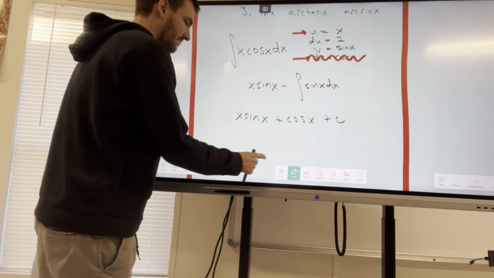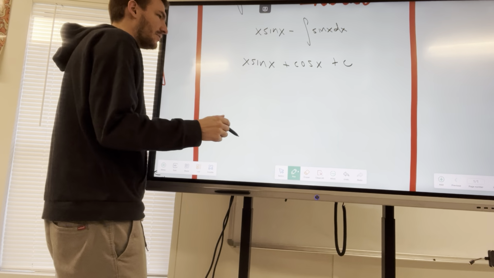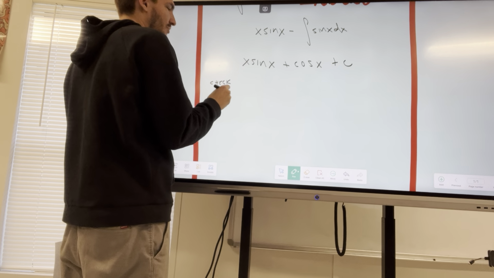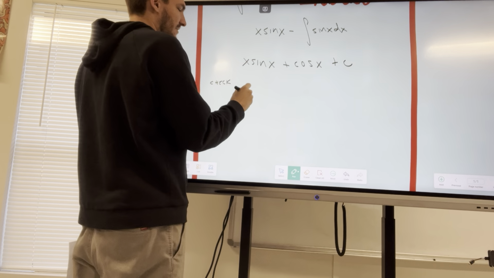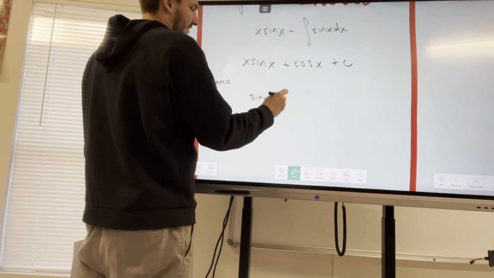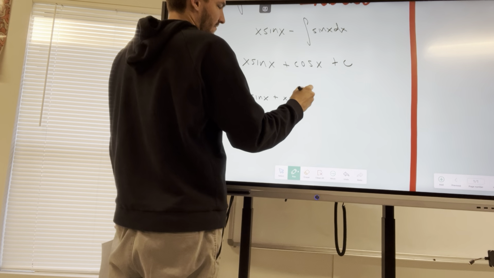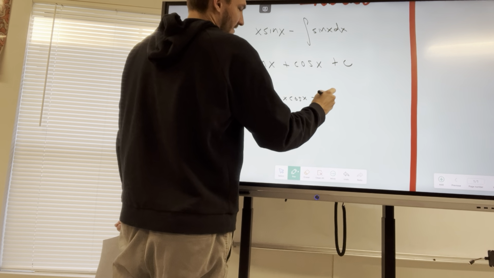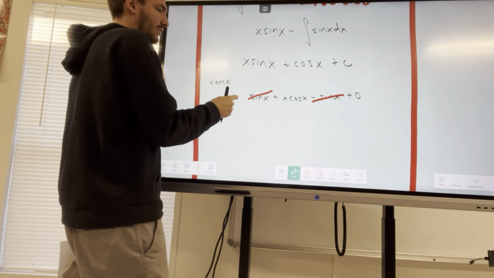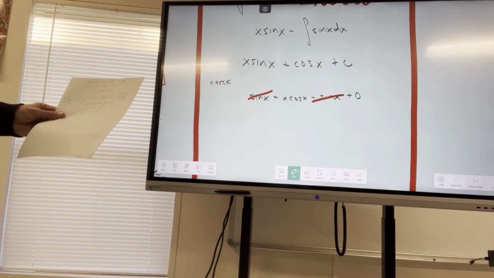Now, just because it's our second question and maybe we're still doubters a little bit, really quick check using derivatives. I'll take the derivative of x, which will just leave me with sine x, and then I'll leave the x alone, take the derivative to get cosine x. I'll take the derivative of cosine x to give me negative sine x, take the derivative of plus c to get 0, minus sine plus sine, and I'm left over with x cosine x. It works great.